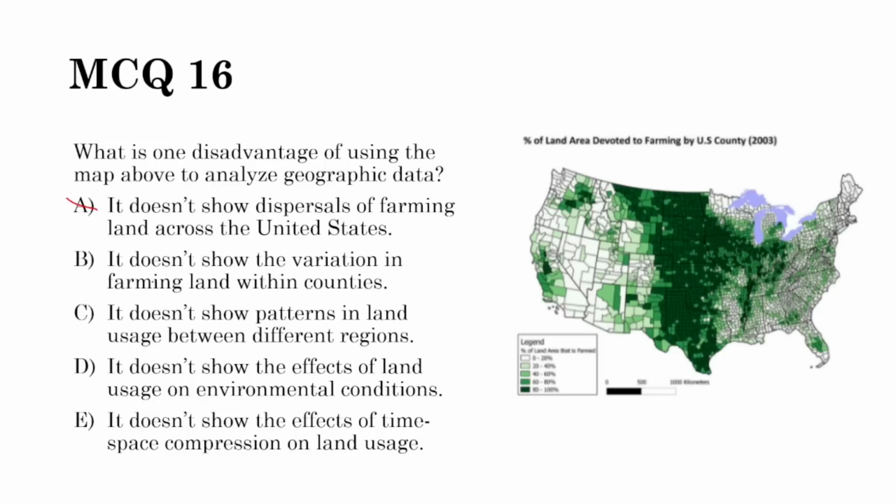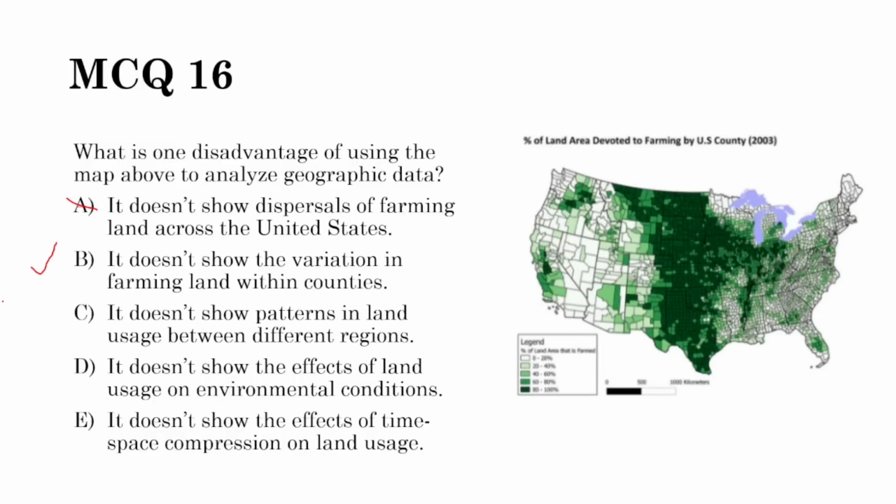B, it doesn't show the variation in farming land within the counties. That's true. We don't know where farming is prevalent in counties. We just know the counties as a whole that have a percentage of land area that is farm. But we don't know if it's evenly distributed across the counties. We don't know if there's any clusters or dispersals within the counties. So that's a disadvantage of using this county scale of analysis. So that's a good answer here.